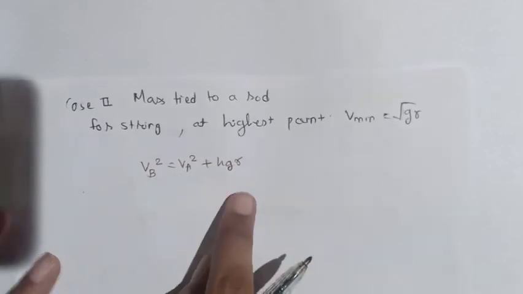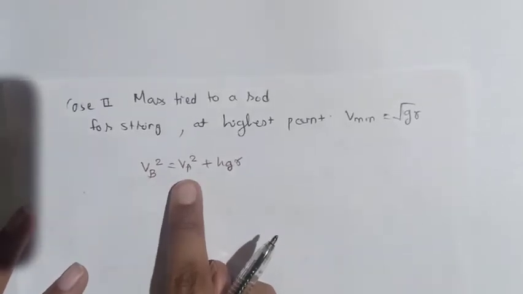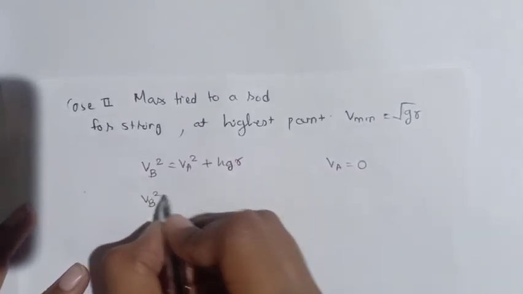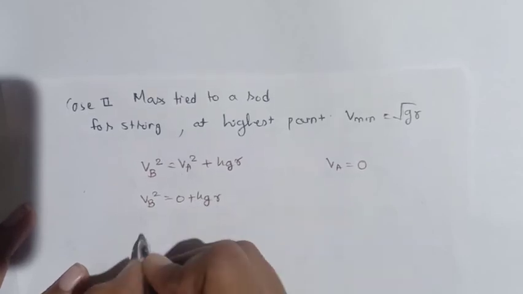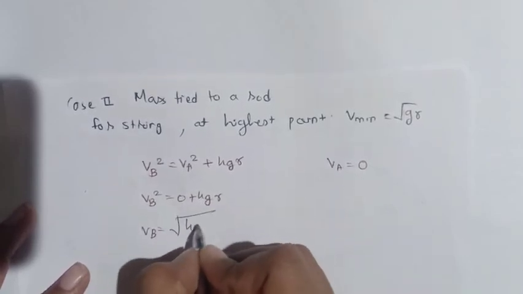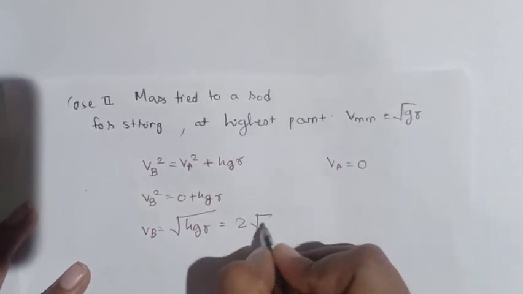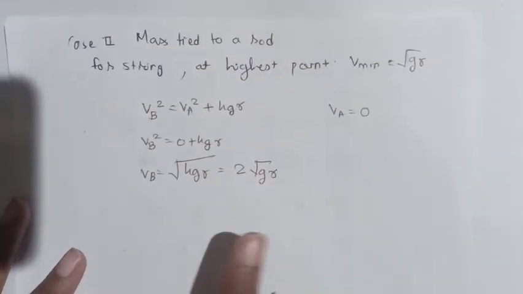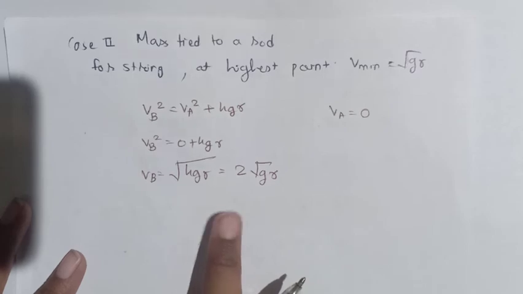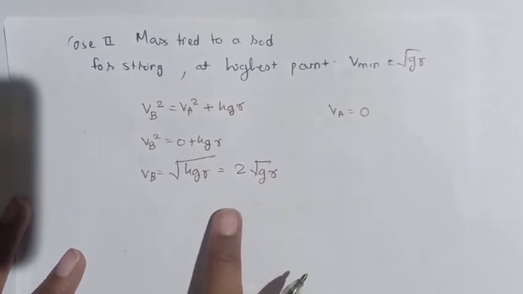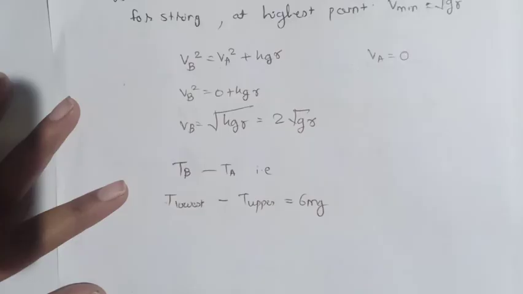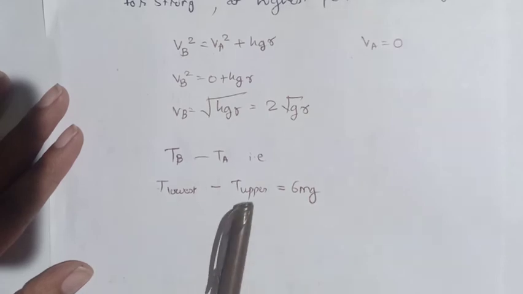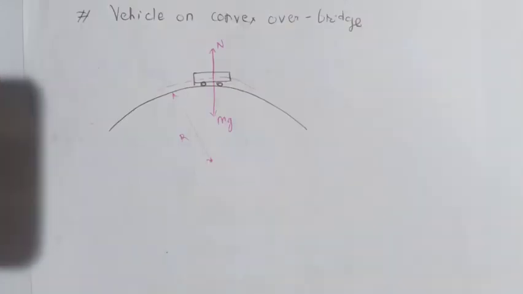So I will directly consider this equation. For a rod, VA is 0, so VB square will be equal to 0 plus 4GR. So VB will become under root 4GR, which is nothing but 2 root GR. So this is the minimum speed at the lowest position for a rod in horizontal position. While the difference between the tension at the lowest point and the tension at the uppermost point will be 6 mg.